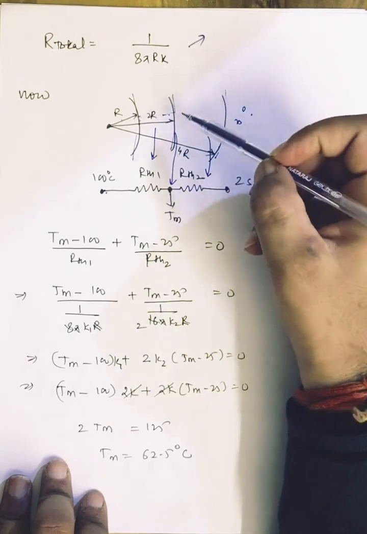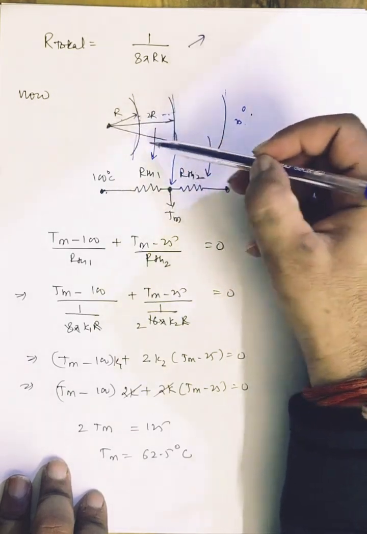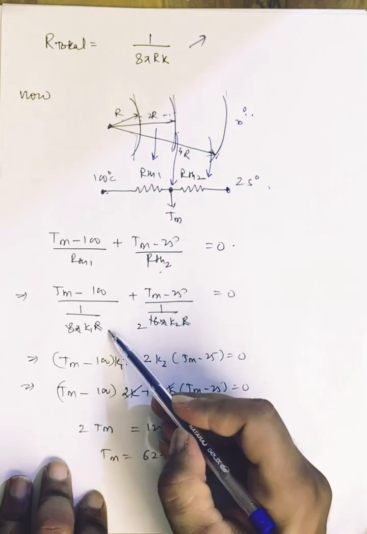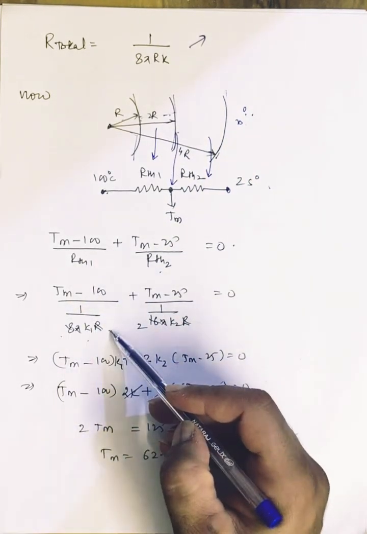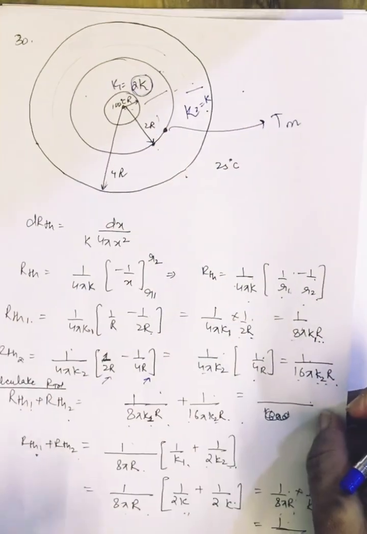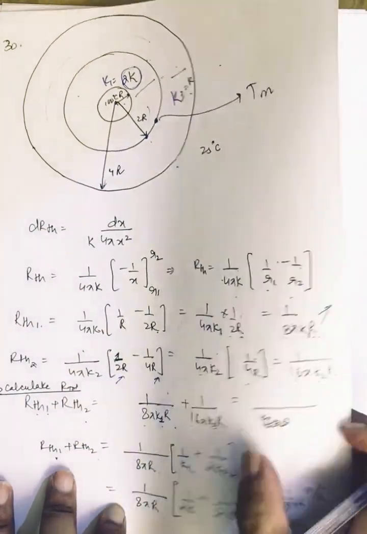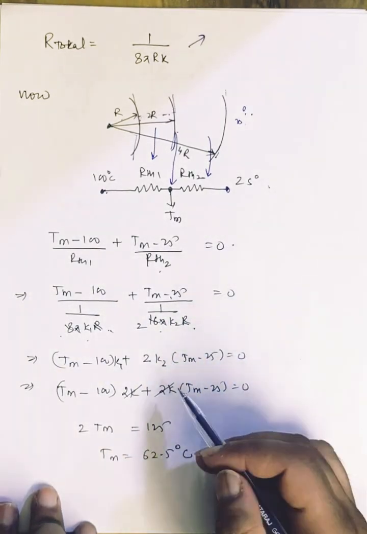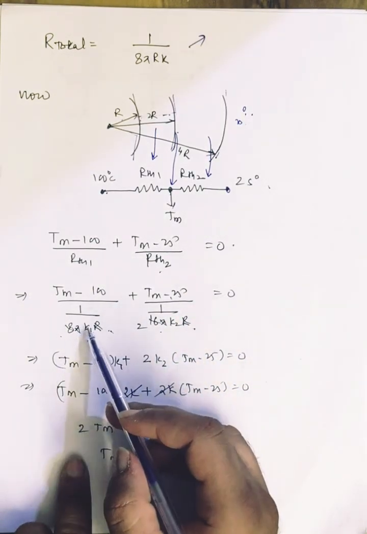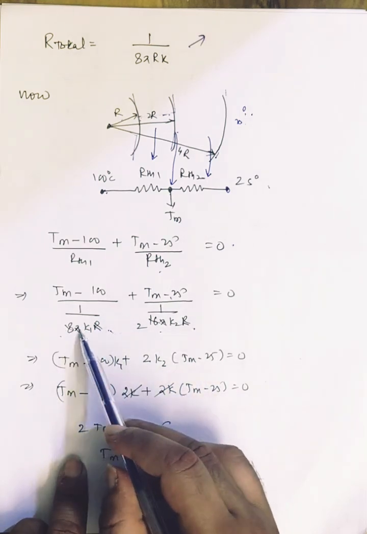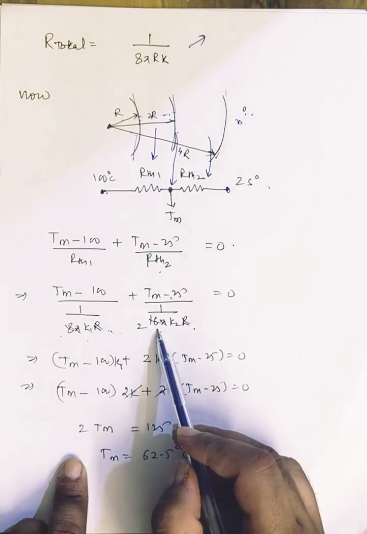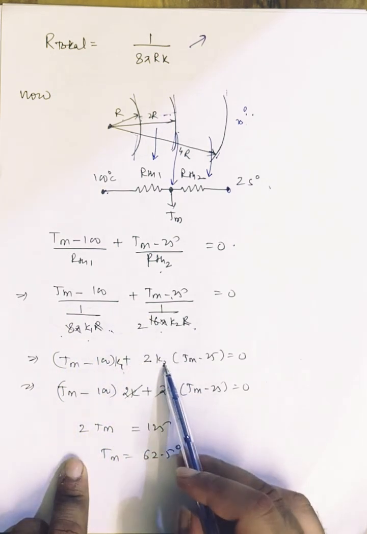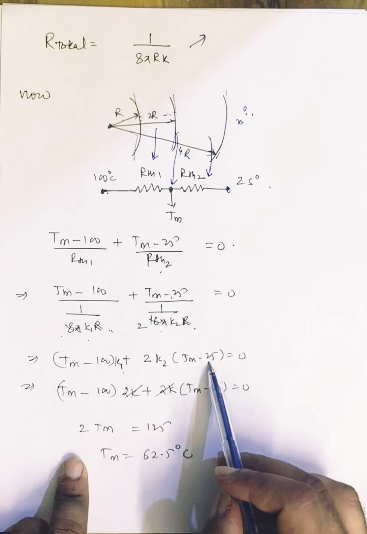Okay, so again I've used nodal analysis. Tm minus 100 divided by R thermal 1, plus Tm minus 25 divided by R thermal 2. We've calculated it: Tm minus 100, times 8 pi K1 R, plus Tm minus 25 times 16 pi K2 R, because that is what we got as the thermal resistance of both. So now I can easily calculate: 8 pi R can be cancelled, so I'll get a 2 here. Then K1 goes up with Tm minus 100, 2 goes up, K2 along with Tm minus 25, equal to 0.